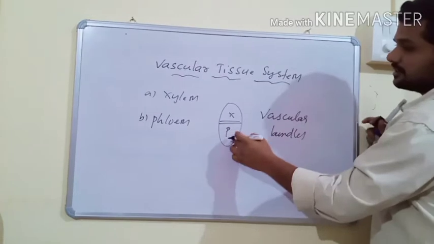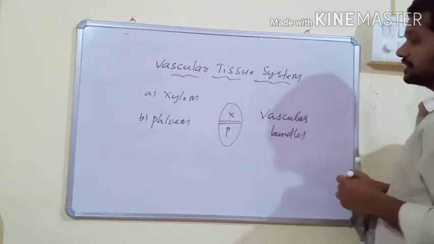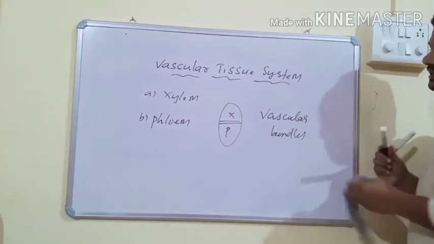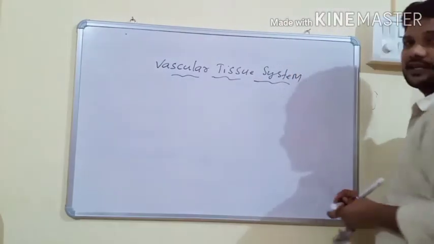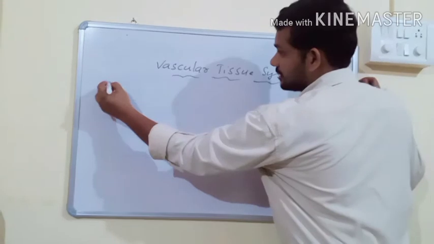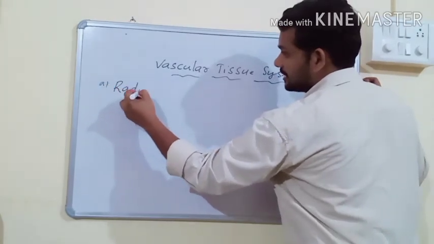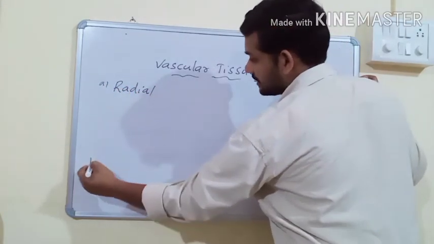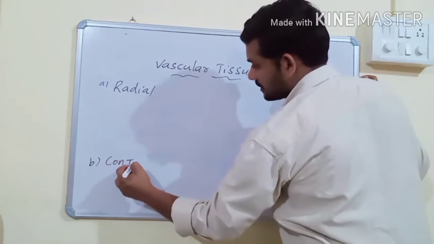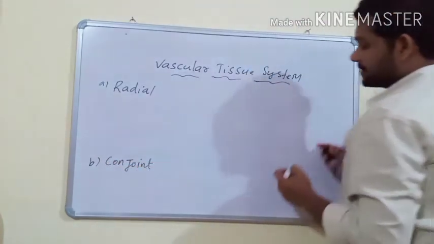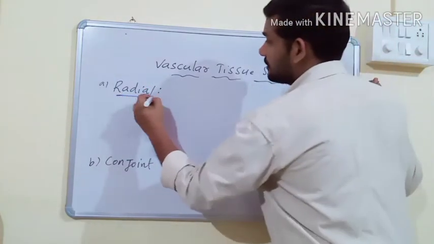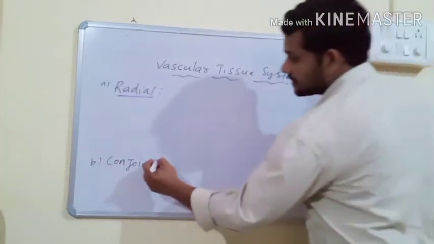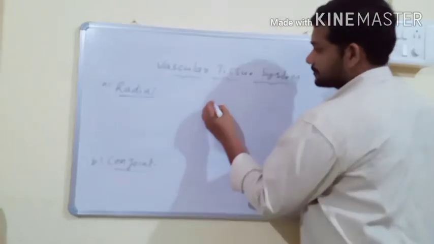When both xylem and phloem are present together, it is known as a vascular bundle. In the vascular tissue system, vascular bundles are usually of two types. Some are known as radial vascular bundles and some are called conjoint vascular bundles. So the vascular tissue system contains two types of vascular bundles, radial and conjoint.